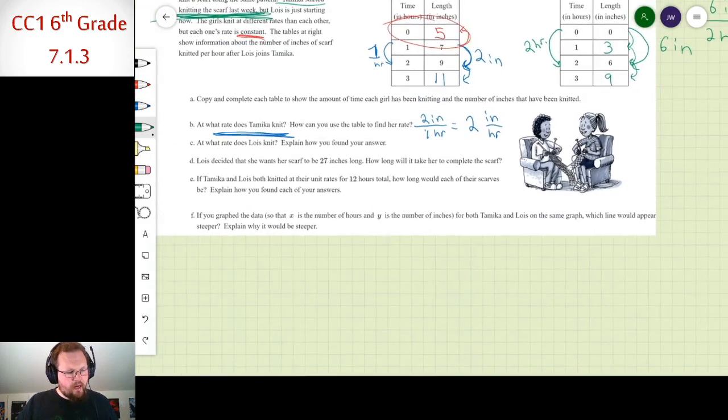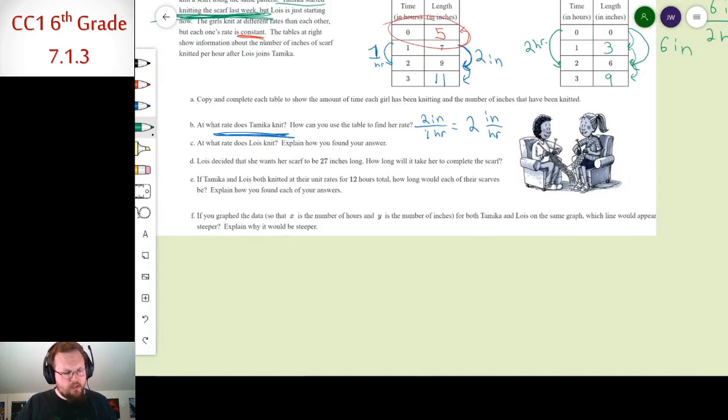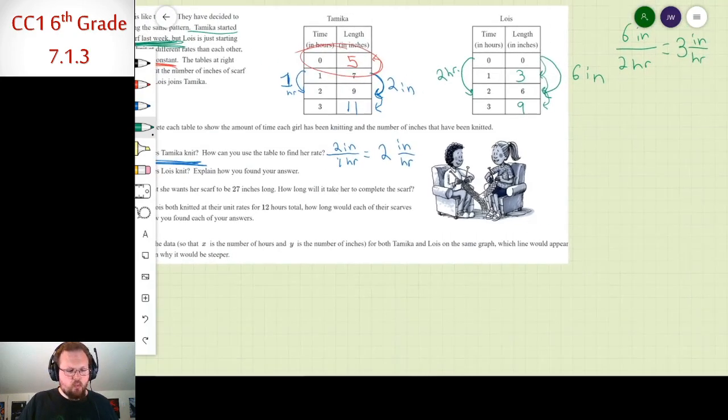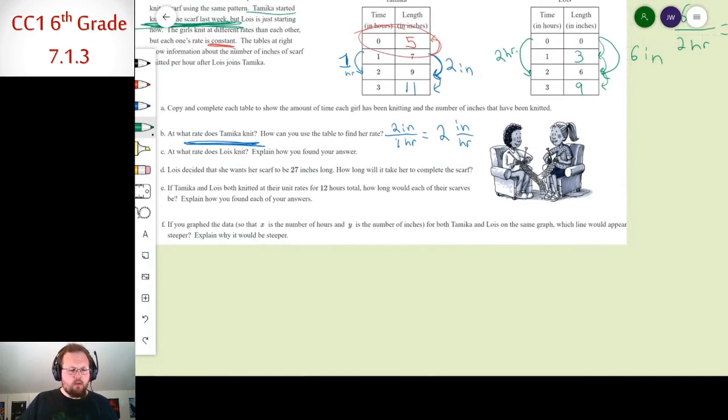So you've got the rate for Tamika is 2 inches per hour. The rate for the second person, Lois, is 3 inches per hour. So the second person is indeed knitting faster than the first.